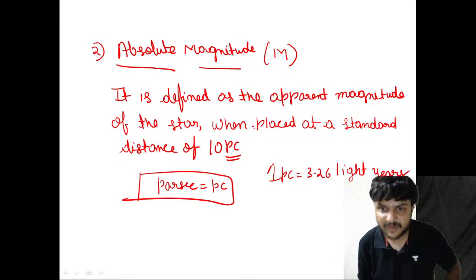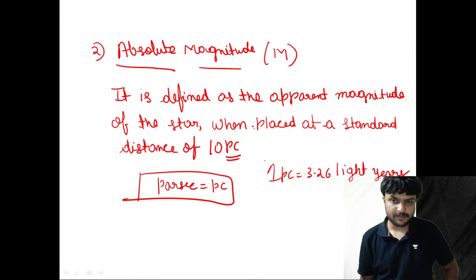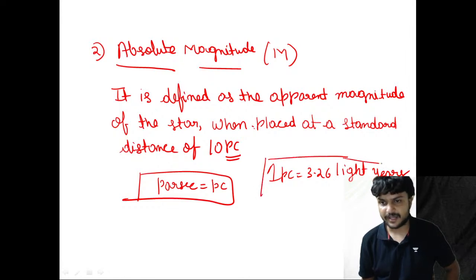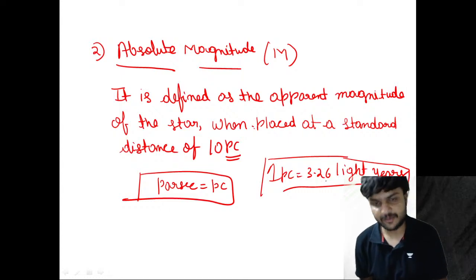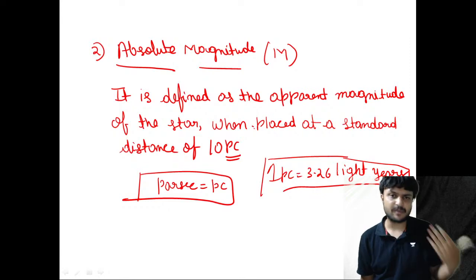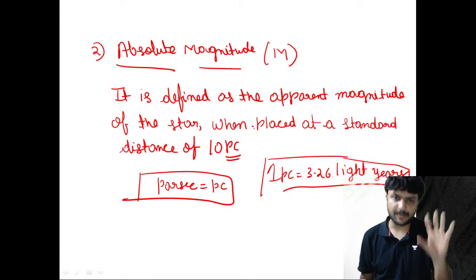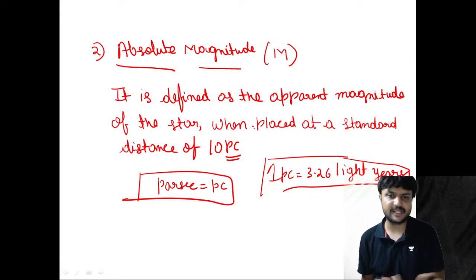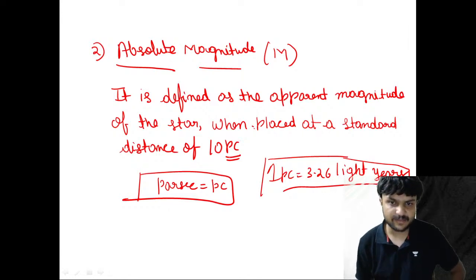Light years. Okay, so you can convert light years to meters, all those things. We can look at it when we are trying to understand the distance scale. So this is how absolute magnitude is defined: the apparent magnitude of the star when placed at a standard distance of 10 parsec. This number is key. This is one of the standard numbers.